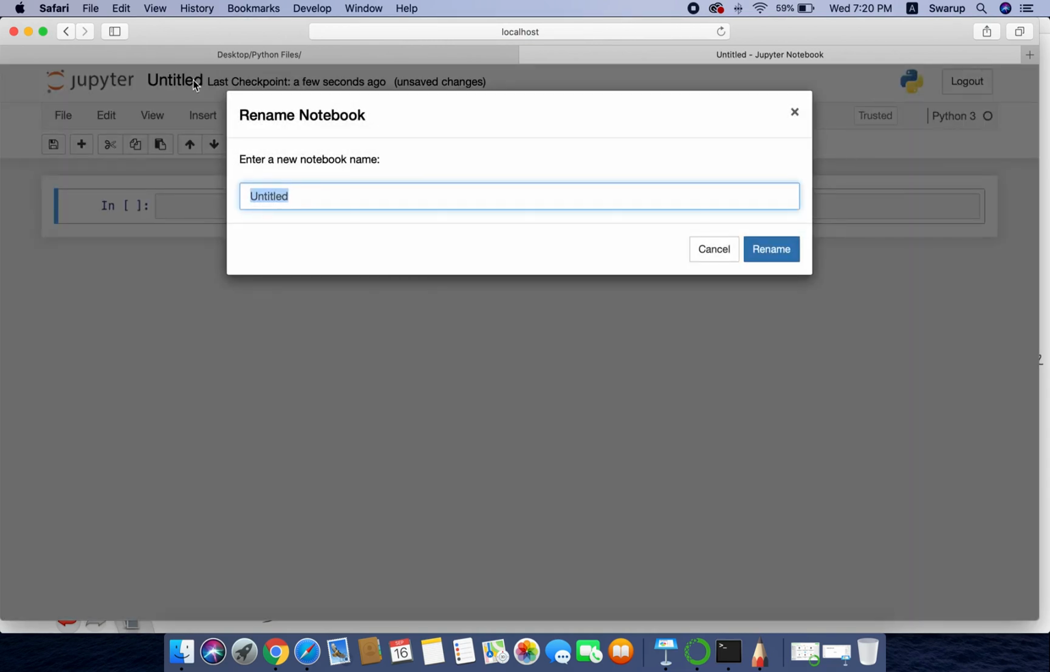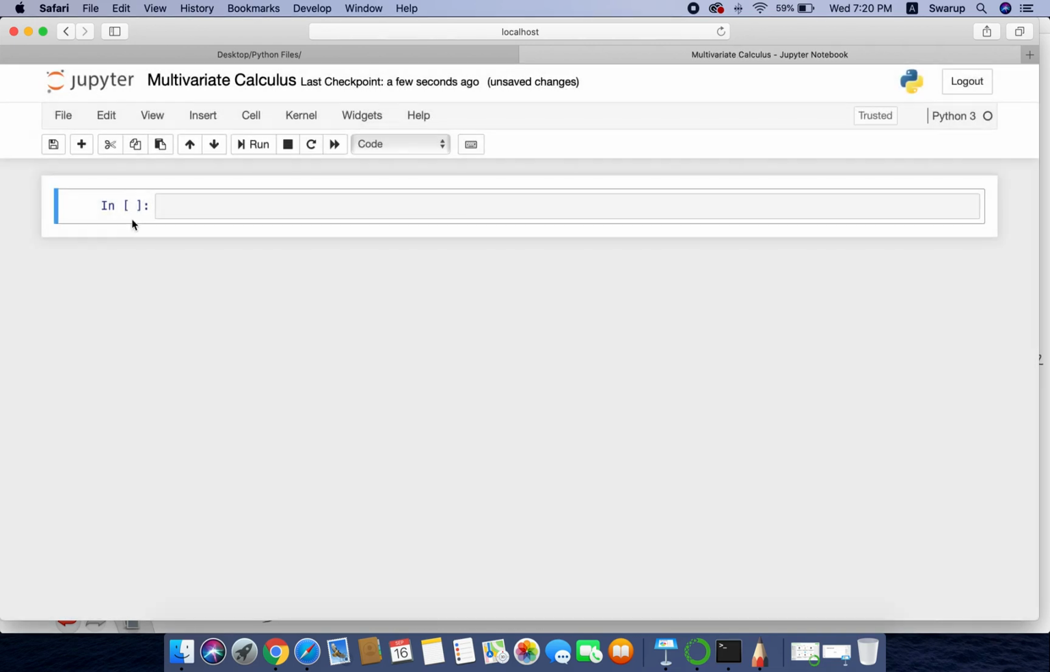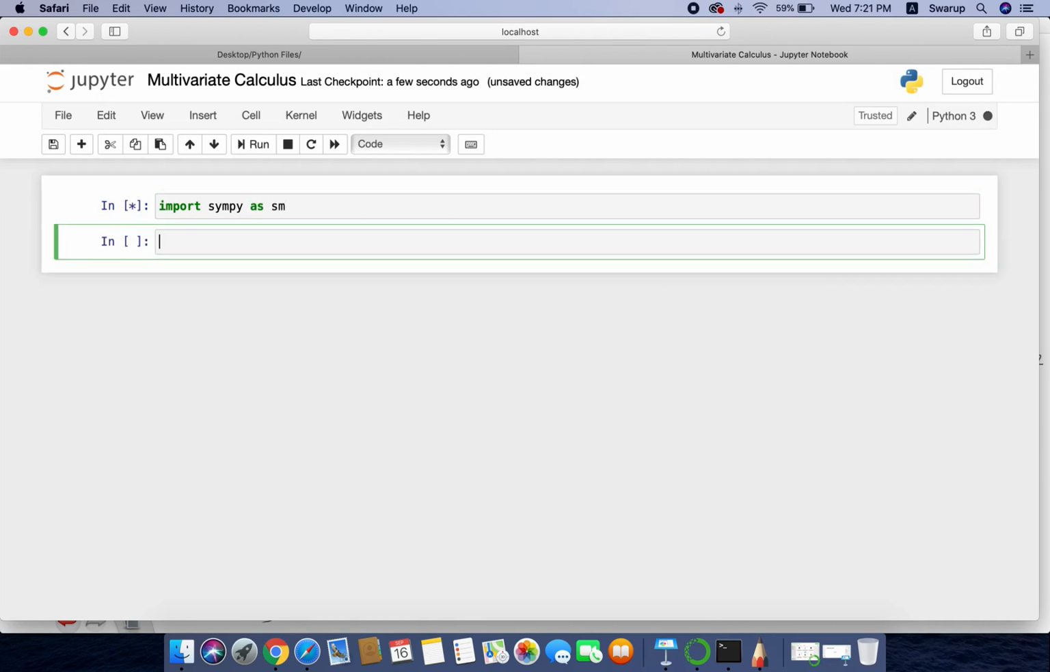We'll name it multivariate calculus. Now within this we need to import this package called sympy, symbolic Python, as SM. Using this package we can do multivariate calculus. We can also use the NumPy package, but NumPy has only very basic derivatives. It doesn't have symbolic representations of equations. So we can use sympy instead of NumPy. Sympy is also created on top of NumPy only.